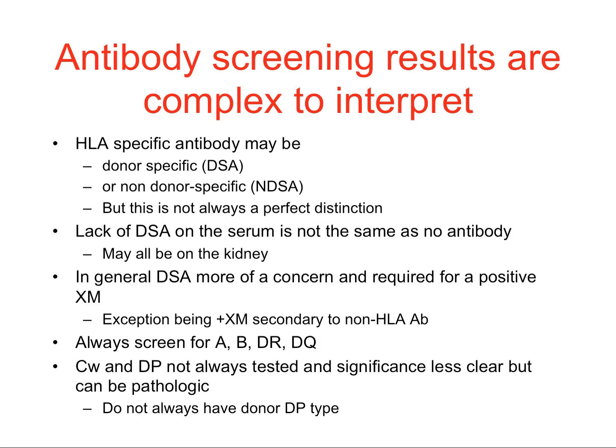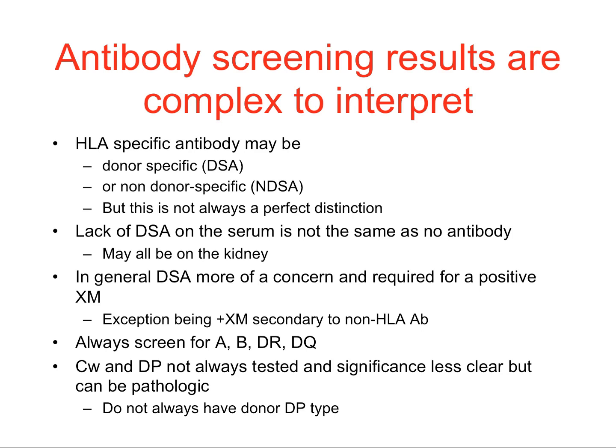Really, the message I'm trying to get across is that this is really complex to interpret, and HLA-specific antibodies may be donor-specific or non-donor-specific, but this is not necessarily a perfect distinction. So, for example, the lack of a donor-specific antibody in the serum is not the same as there being no antibody, because it may all be bound to the kidney. In general, you need a DSA to create a positive cross-match, unless there's a non-HLA antibody.